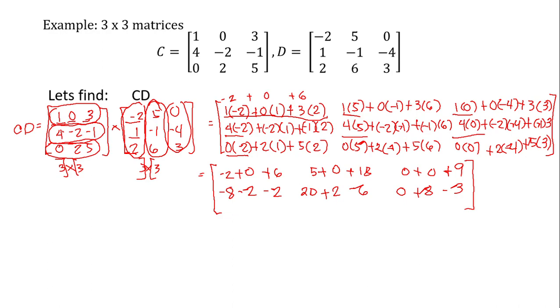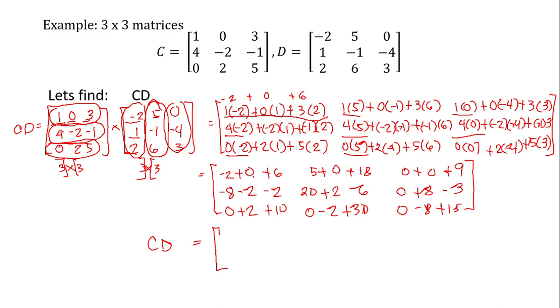So, 0 times negative 2 is 0. 2 times 1 is 2, so plus 2. 5 times 2 is 10, so plus 10. Okay? 0 times 5 is 0. So, dito. 2 times negative 1 is negative 2. 5 times 6 is 30, so plus 30. 0 times 0 is 0. 2 times negative 4 is negative 8. And 5 times 3 is 15, so plus 15. Then simplify na lang natin para makuha natin yung 3 by 3 matrix of CD.